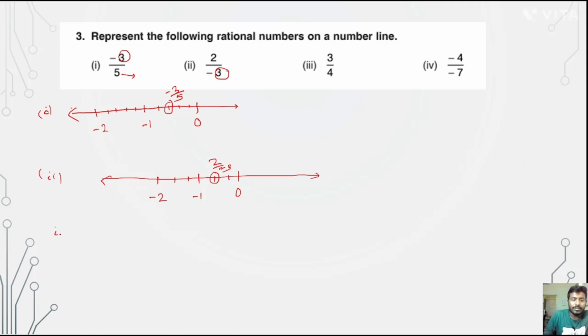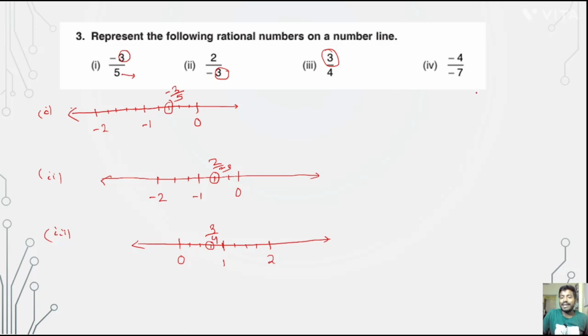Okay. Similarly, question number 3. First, draw the number line. This is 0, 1, 2, 3, 4. 4 means 1. Again 4 makes 2. 1, 2, 3, 4. Now count the numerator, that is 3. So 1, 2, 3. So the answer here is 3 by 4.